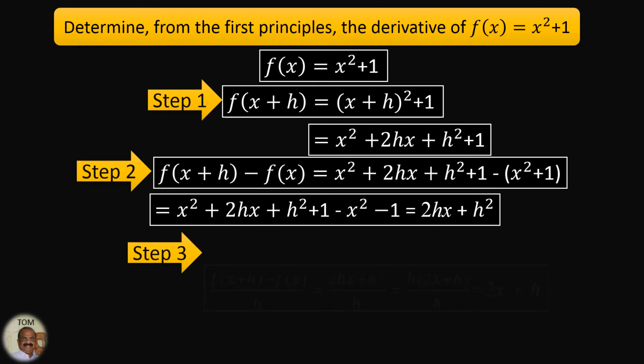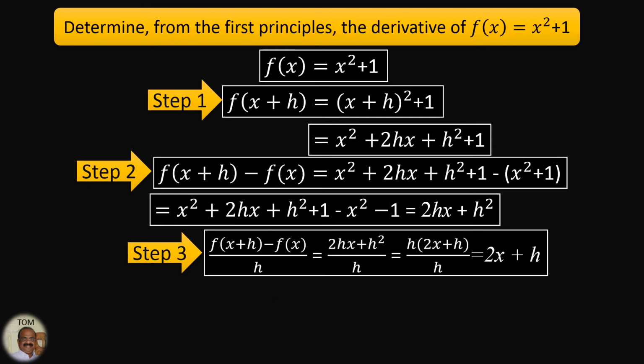Step 3, division by h. So we divide left side and right side. Now 2hx plus h square over h. We have to divide by h, all the terms by h. So what we do, we take the common factor in the numerator, h is common. Inside the bracket we get 2x plus h, so that the h in the numerator will be cancelled with h in the denominator. We get 2x plus h. That is our step 3.